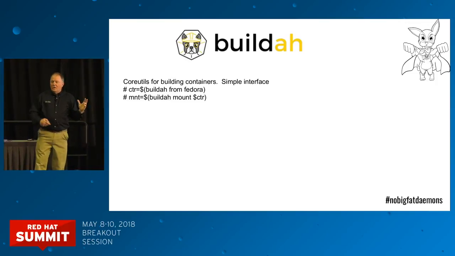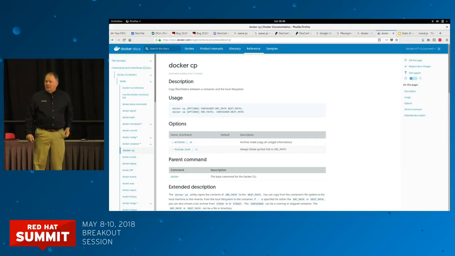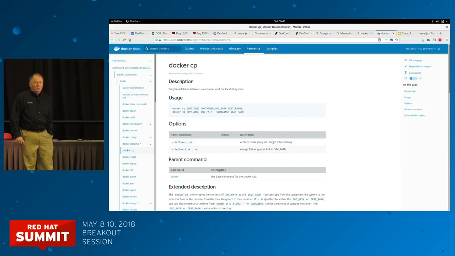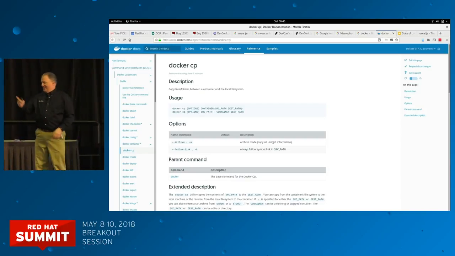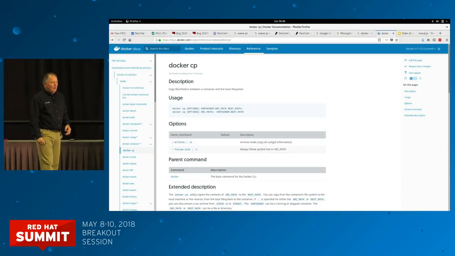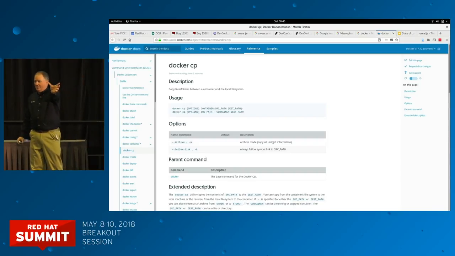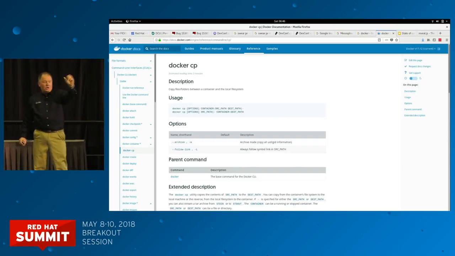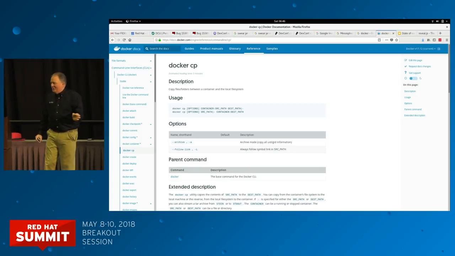Okay, now we're going to take a quick segue. Anybody familiar with this tool? Okay, what is it? I'm going to make you give me a quarter. Docker copy. Okay, guess what it does? It copies stuff into a container image. And then you can copy stuff out of a container image using this tool. I said, that is cool.